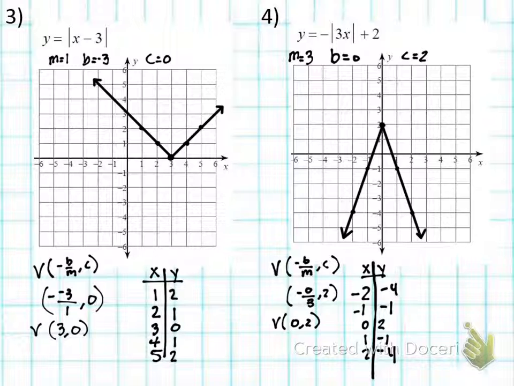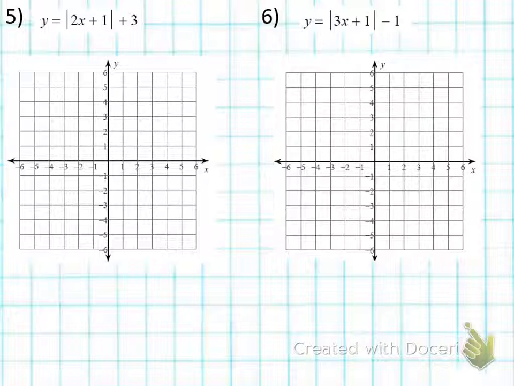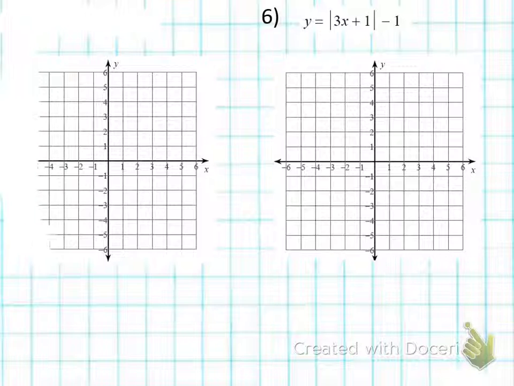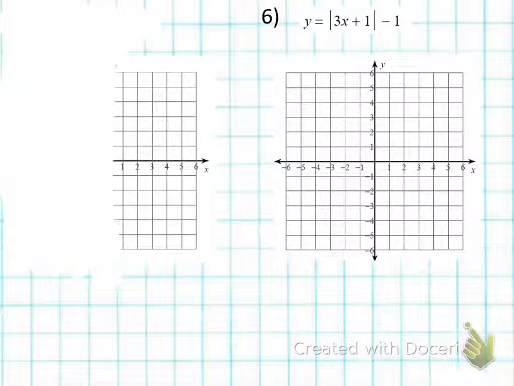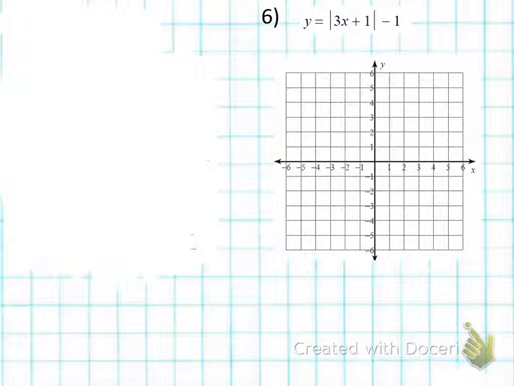Let's do one more. Let's jump to number 6. This one will be like our challenge problem. If you could get through this one, then you will be fine for your homework. Okay, number 6. Is it in the correct format? Yes or no? Yep. Good. What's our M? 3. B? 1. C? -1. Good.